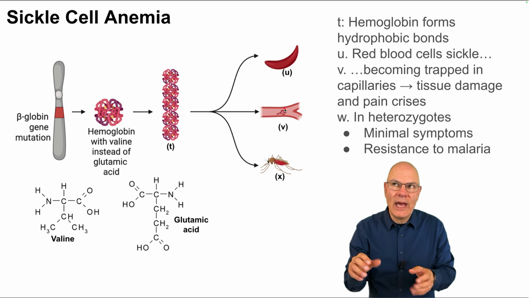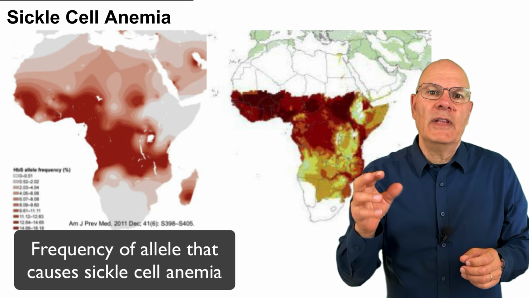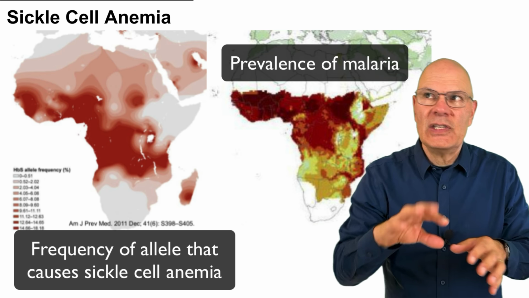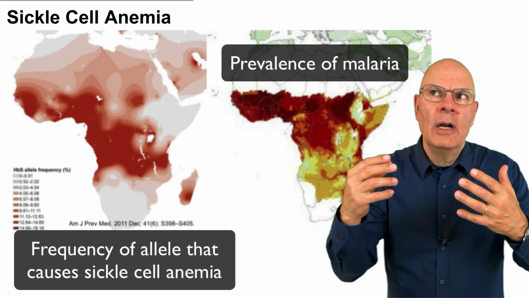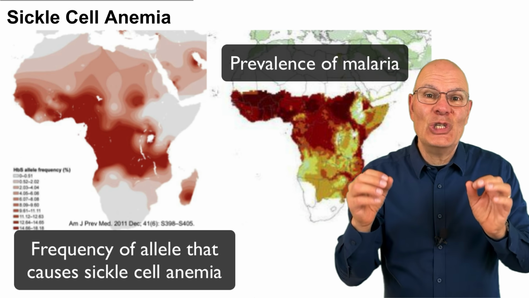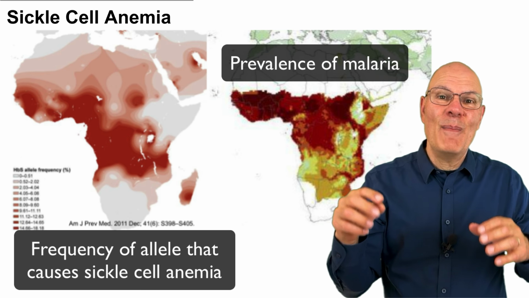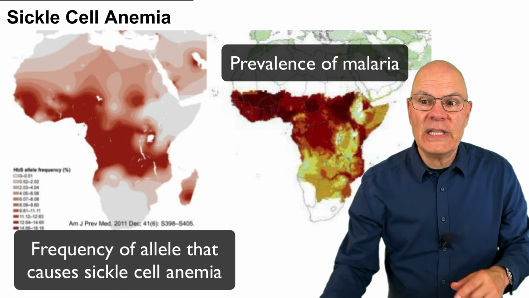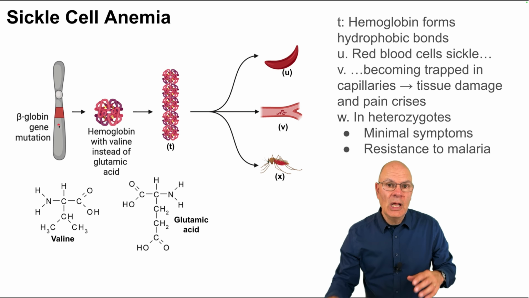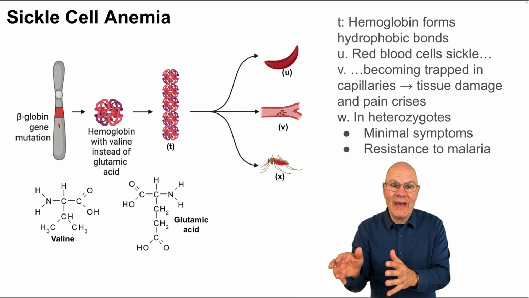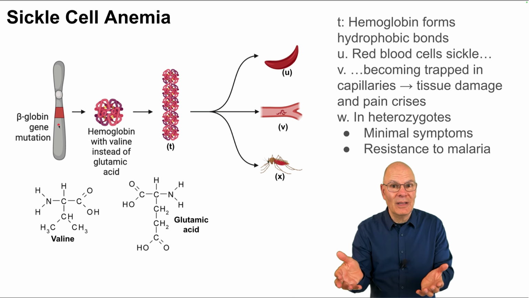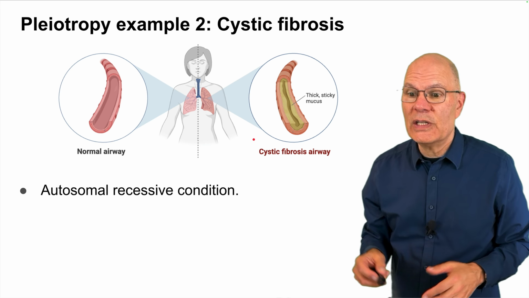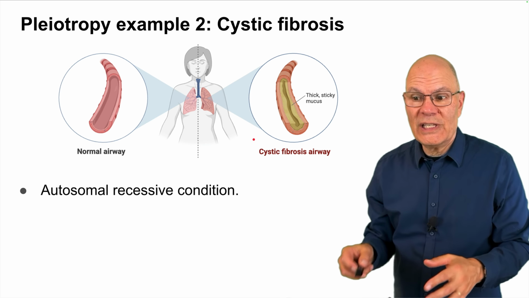And on account of that, the frequency of the allele for sickle cell is extraordinarily high in areas in Central Africa that are prone to malaria. It's a genetic adaptation, and that's something we're going to come back to when we talk about evolution in Unit 7. The main point for now is that one mutation leads to multiple effects. That's pleiotropy. Our second example of pleiotropy is going to be the genetic disease cystic fibrosis. It's again an autosomal recessive condition.